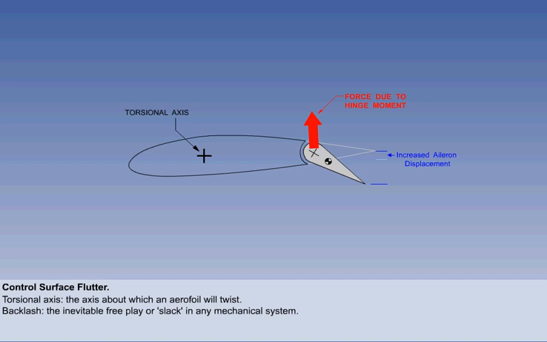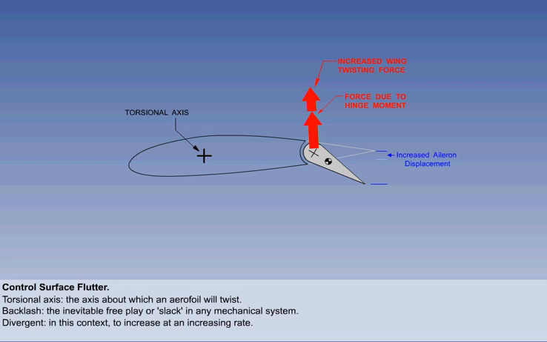Because the CG of the control surface is aft of the hinge line, and because there is always a small amount of backlash in the control system, when the wing twists, the aileron displacement will be increased slightly. The increased deflection of the aileron will give an increased twisting force to the wing. This set of actions will repeat.